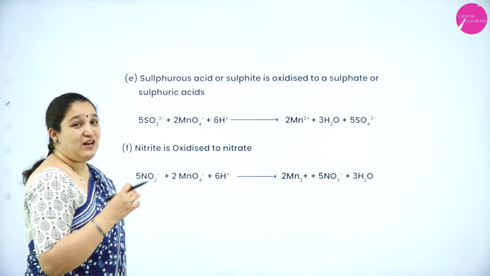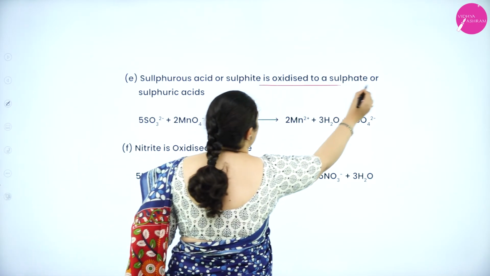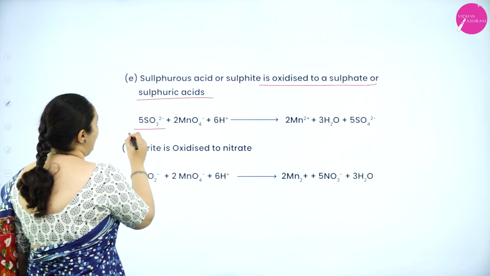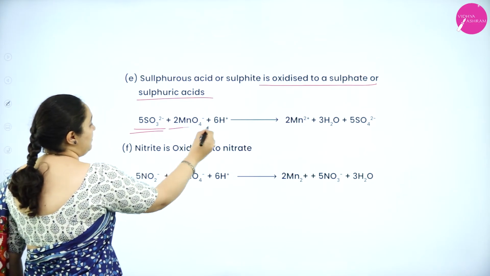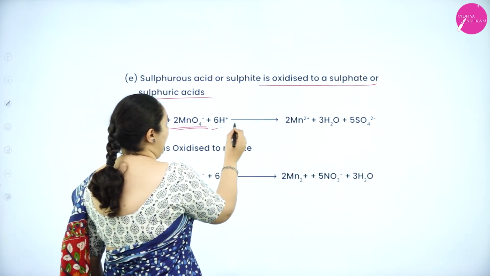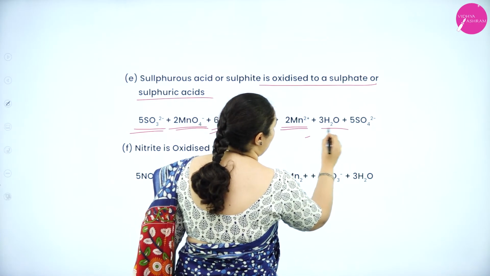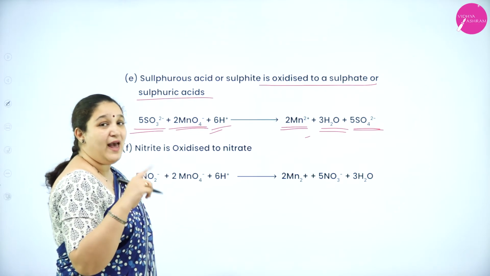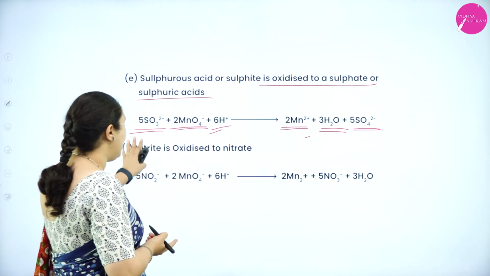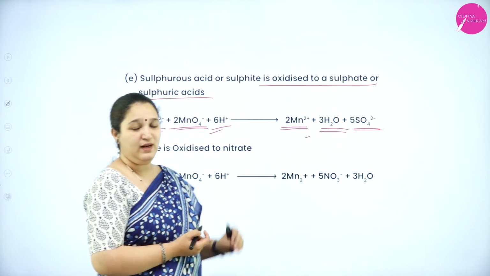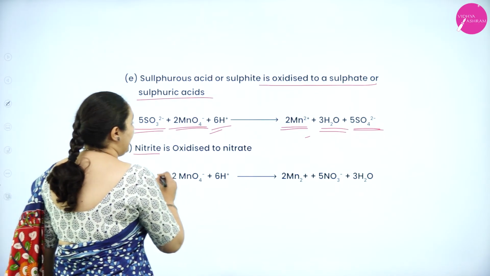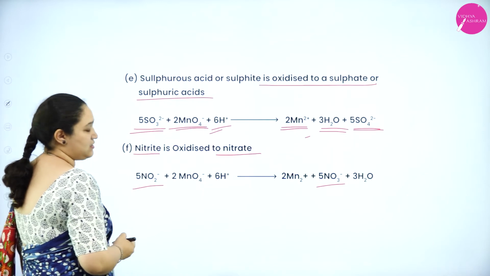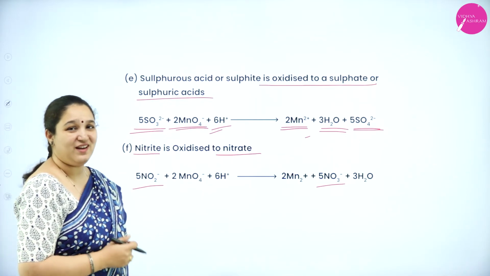Sulfurous acid or sulfite, if I take, it gets oxidized to sulfate or sulfuric acid. So here we have sulfite, SO3 2 minus, in the presence of permanganate in the acidic medium gives Mn 2 plus, water, and sulfate is formed. SO3 2 minus to SO4 2 minus, sulfite to sulfate you will get. The last one is nitrite to nitrate. NO2 minus to NO3 minus is the last oxidizing reaction.